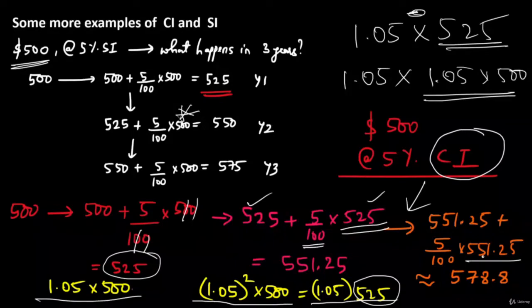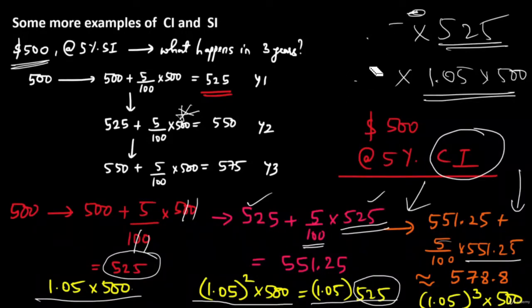Now similarly over here, what actually is happening is I can write this as 1.05 the whole cube into 500. Again, we'll see this when we discuss the formula of compound interest. That's in a future video, but over here I'm just explaining the logic behind it, because that's very important to develop a solid understanding of these concepts.